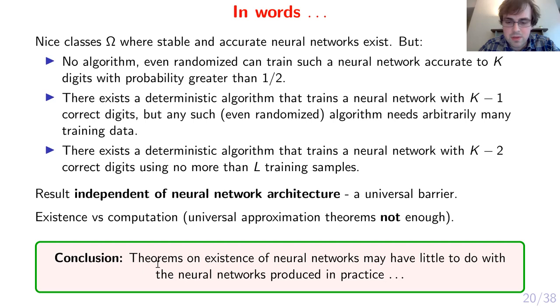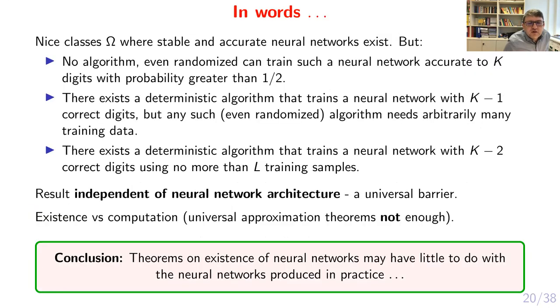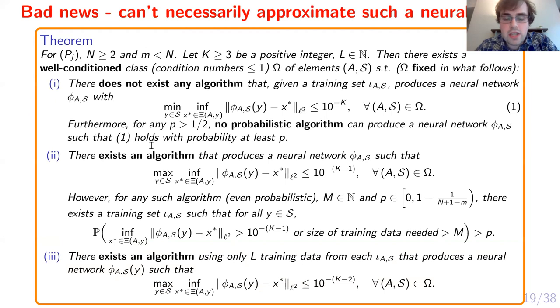Theorems on the existence of neural networks may have little to do with the neural networks that are produced in practice. Could you please show the connection between capital L and K? Is there a connection? No. So these are just arbitrary. Okay. So there's no connection between these two. No connection. Okay.